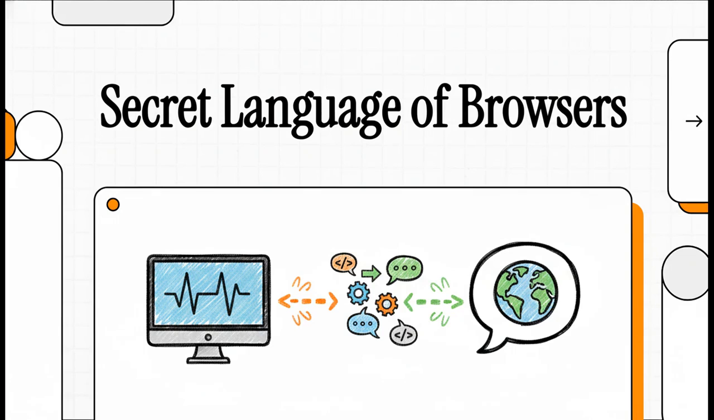You ever wonder what's really going on under the hood when you run an automation script? It's not actually magic. It's a conversation, a very specific secret conversation happening between your code and the browser. And today, we're going to pull back the curtain and decode that secret language.